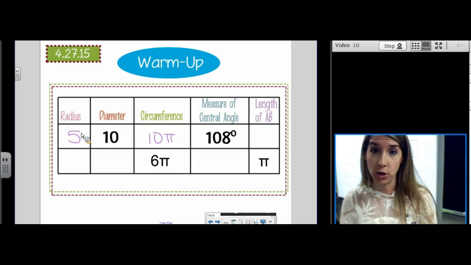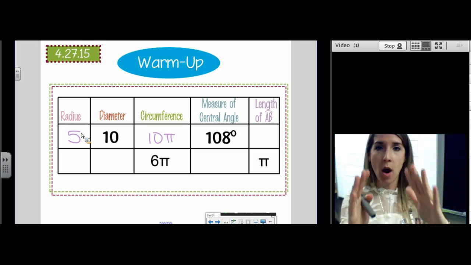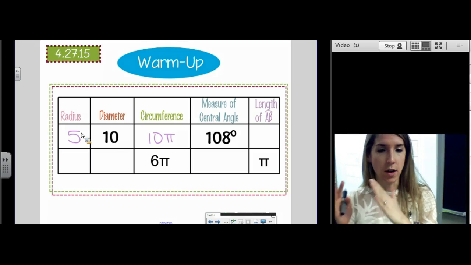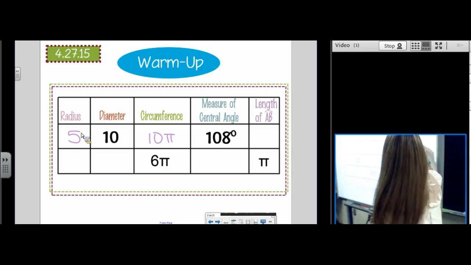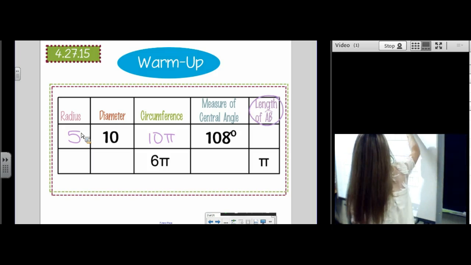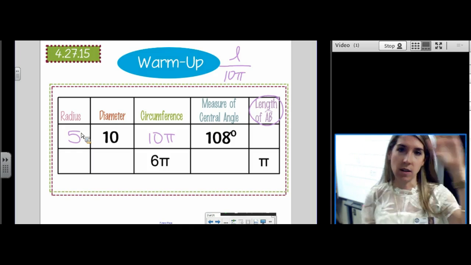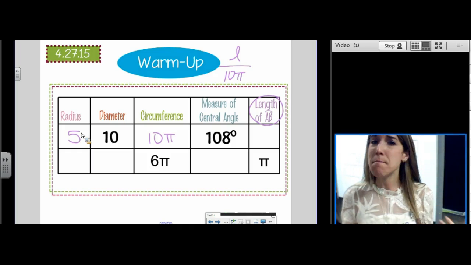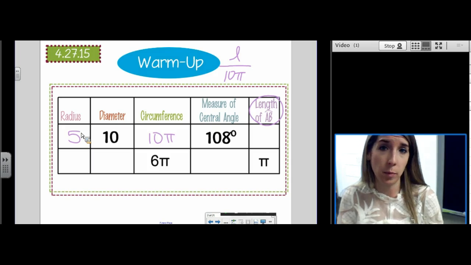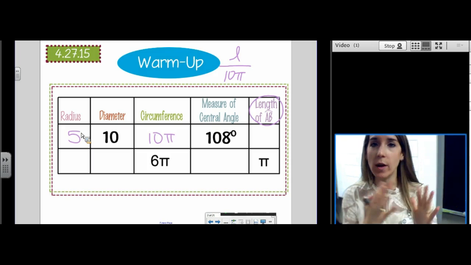We learned a proportion. We learned that it can be simplified to just part over whole equals part over whole. So the length of AB, that's a part of the whole circumference. Circumference is all the way around. So I don't even need to memorize a certain formula or a proportion. I just have to know what to put together.